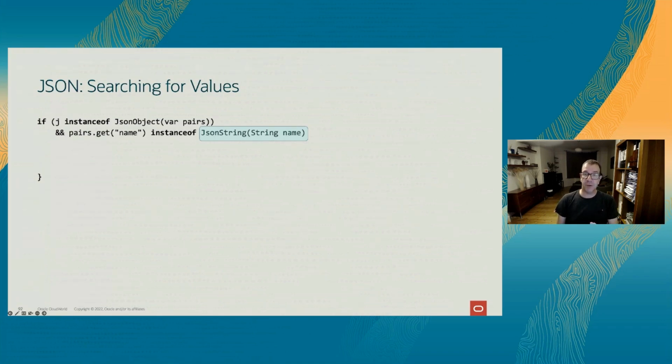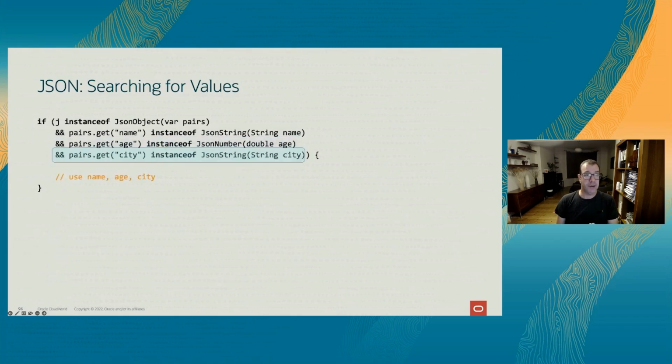But we're not done because I want to extract the value associated with the key age as well. I do this exactly the same way using the get method on the map and then checking that this value is, in this case, the JSON number. And I need to do the same again to get the city value. Now, the cool thing is that in the then block, we can use the pattern variables name, age, and city directly.